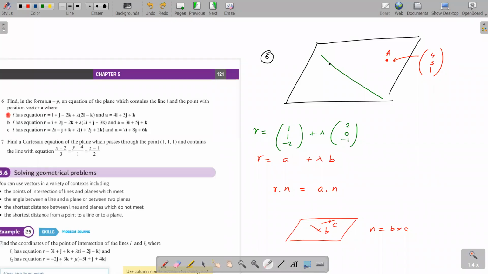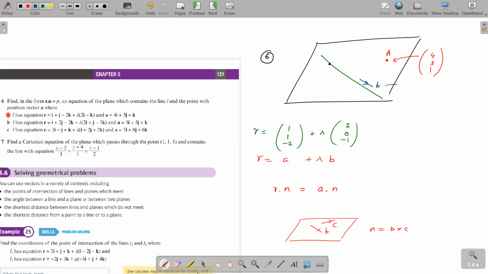Okay, so now the task is how to get the two direction vectors on the plane, because we need two direction vectors to take the cross product and find n. So the first thing here is we notice that this is r equal a plus lambda b. So our b is the direction vector of the line. Since the line is lying on the plane, the direction vector of the line also becomes what? It also becomes the direction vector of the plane.